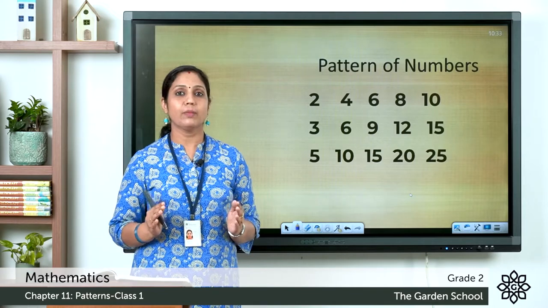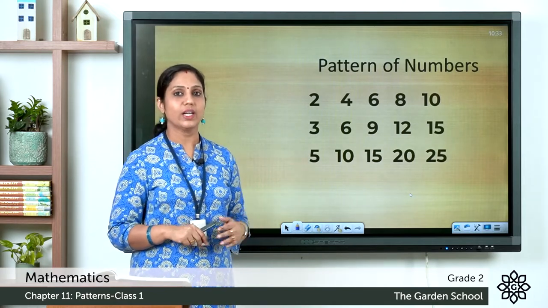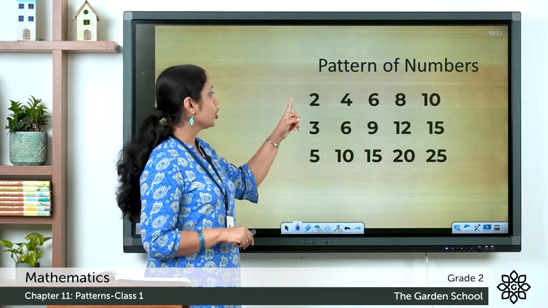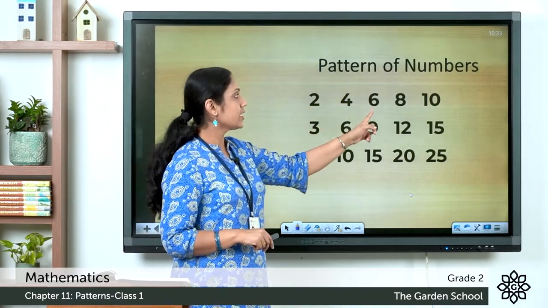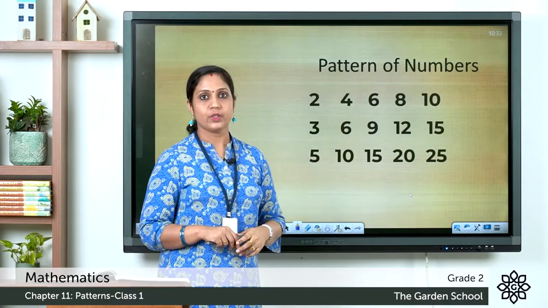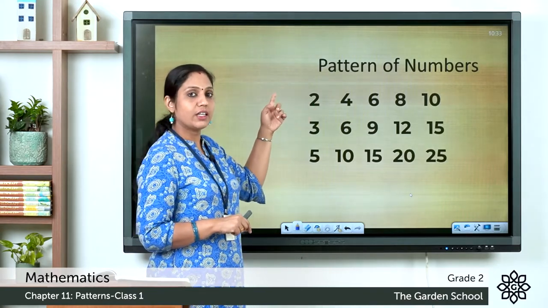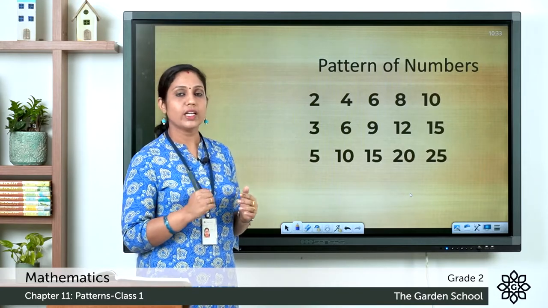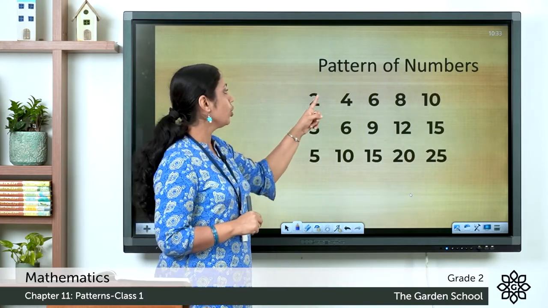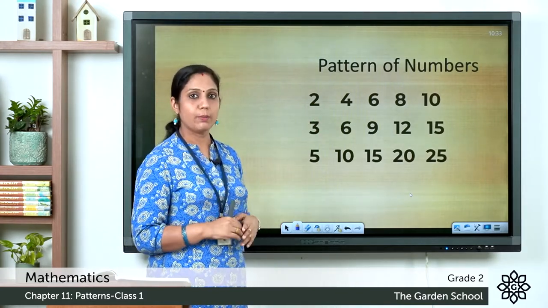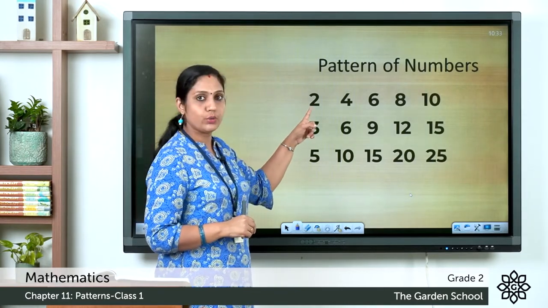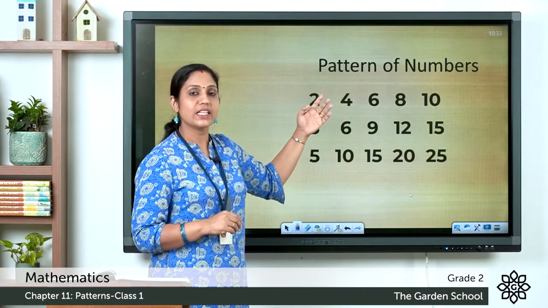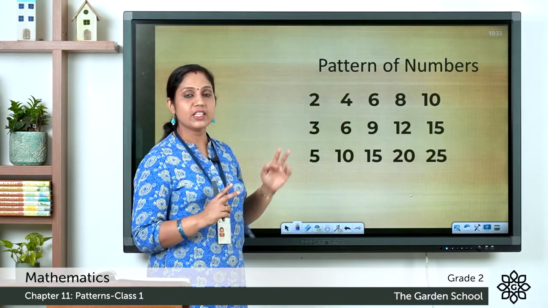Patterns can come in numbers also. Let's have a look at these examples. Look at the first sequence. You can see it is 2, 4, 6, 8, 10. So before 2, there is no number 1, and after 2, we don't have the number 3. So look at the first two numbers, 2, 4. By how much the numbers are increasing? First we have 2, then we have 4. So 2 plus 2, 4. So we can say that these numbers are increasing by 2.